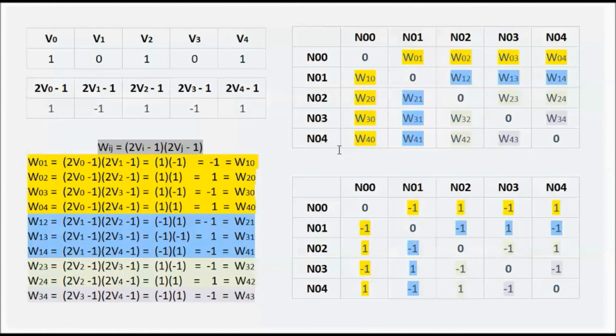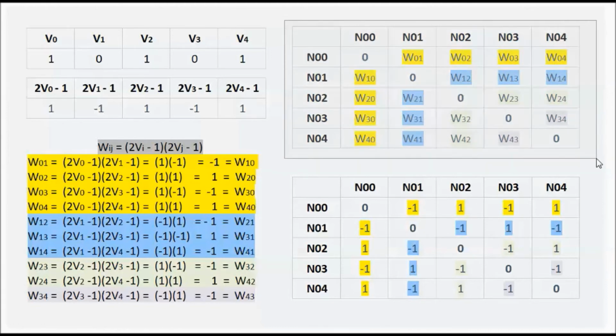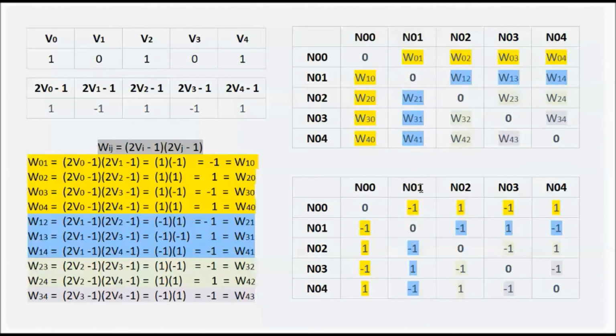Now, training is actually assigning the weights here, and the network gets trained for the binary inverse automatically. And the way we calculate wij is 2vi minus 1 times 2vj minus 1. So here W01 is 2V0 minus 1 times 2V1 minus 1. So we end up with negative 1 for W01 and W10. And we do the same to calculate all other weights in this weight matrix. So here we calculated the weight matrix for this pattern, 10101.